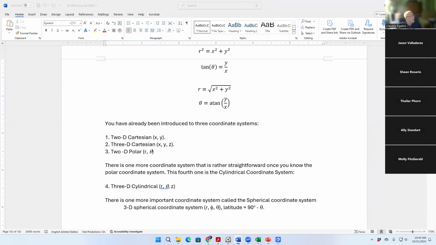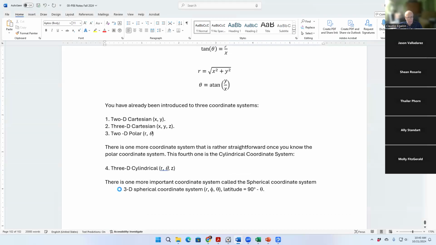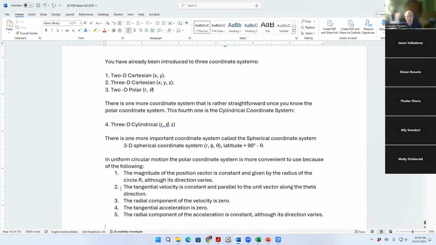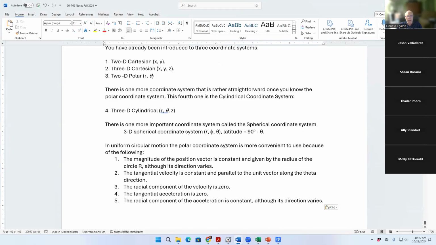Like I said before, in uniform circular motion, it's far more convenient to use the polar coordinate system, because why? The magnitude of the position vector is constant and given by the radius of the circle, r. Okay, I was using lowercase r, right? Let's use lowercase here, although its direction varies.